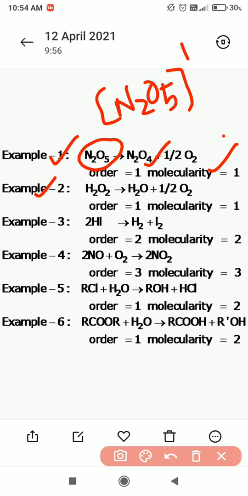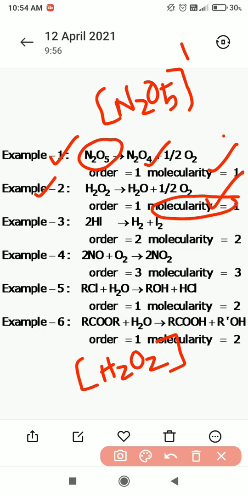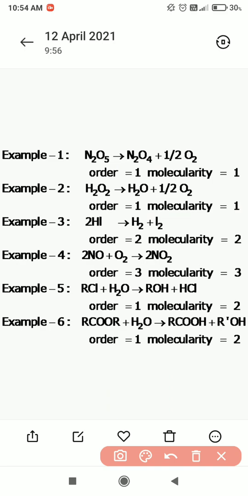Next, example 2. Hydrogen peroxide decomposes to give a water molecule plus half a mole of oxygen. How many reactants participated? Hydrogen peroxide, H2O2, only 1 mole. Therefore the molecularity is 1, and the order of reaction is also only 1.